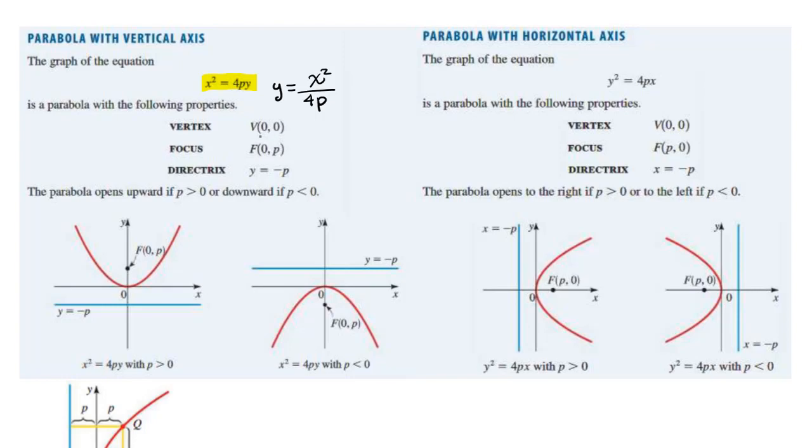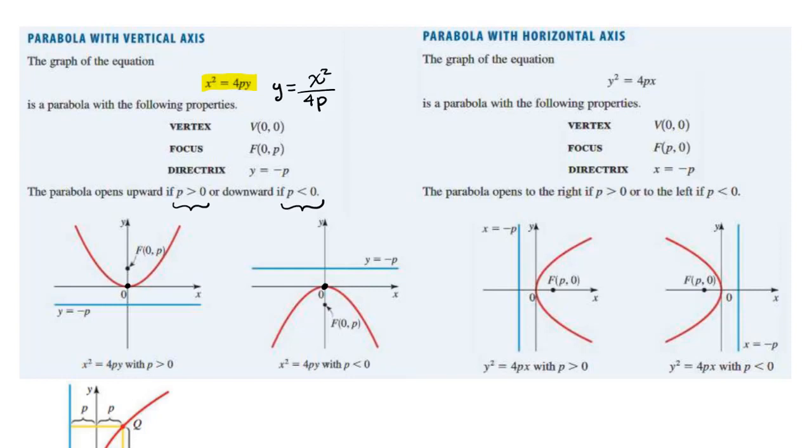We need to find the vertex, the focus, and the directrix. The directrix is always going to be on the other side of the max or min. And so the parabola opens upward if p is greater than 0 and downwards if p is less than 0. So here are some examples in these two pictures. You can see how one is opening upwards, one's opening downwards. The directrix is opposite that, and we can find the vertex, which in this case is 0, 0 for both of them.